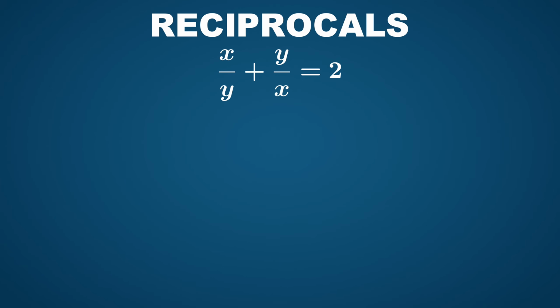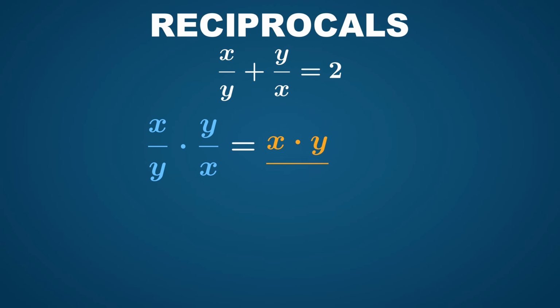We are adding two fractions together. The first fraction has x in the numerator and y in the denominator. The second fraction has y in the numerator and x in the denominator. These two fractions are reciprocals of each other. Two expressions are reciprocals if their mathematical product is equal to exactly 1.